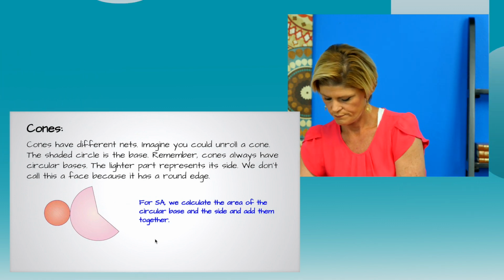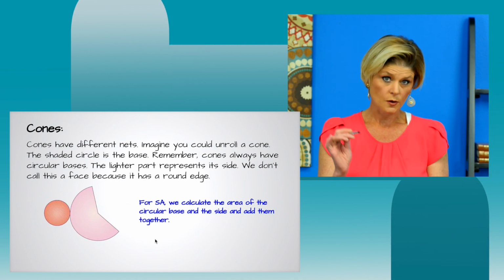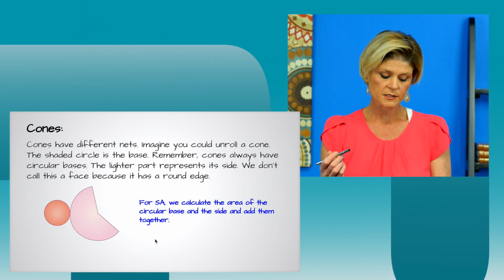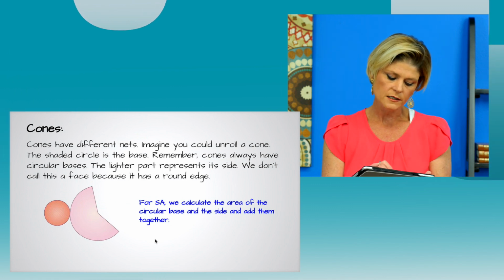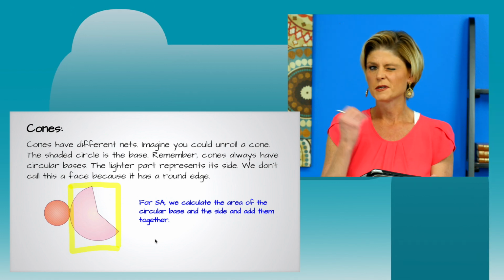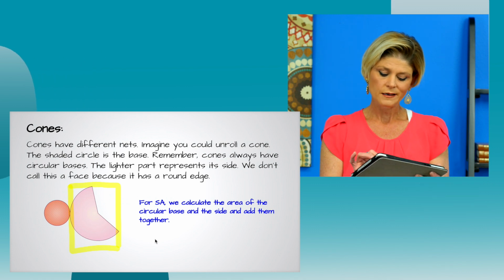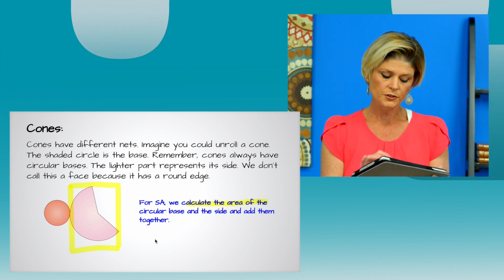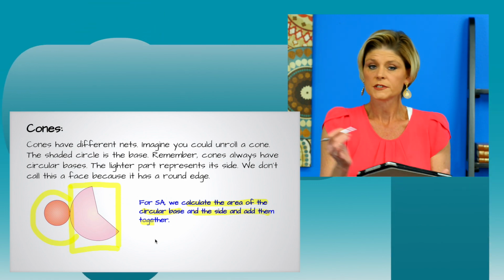All right, so let's read a little bit more about cones. So remember that cones always have circular bases, like we discussed earlier, and the lighter part is going to represent its side, like we saw with the model. Okay, now we don't call this a face because it has a round edge. So for surface area, what we're going to do is calculate the area of the circular base right here and the side, and we're going to add them together.